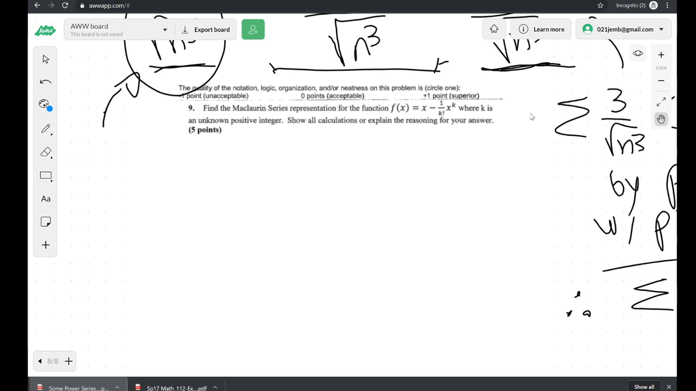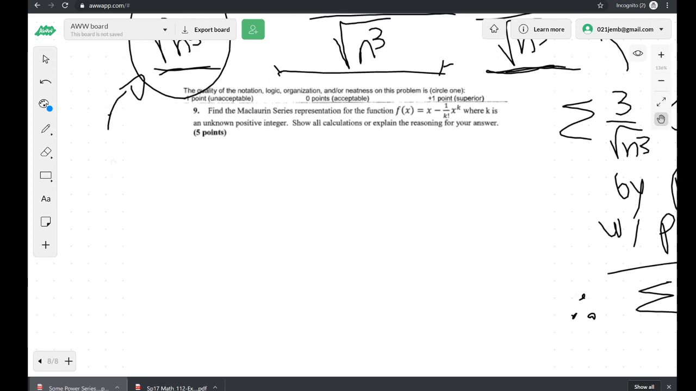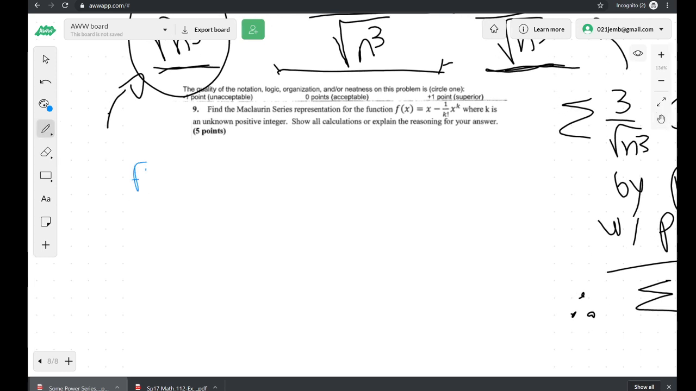To find the Maclaurin series, we know that for the expansion of f of x, we have the sum from k equals 0 to infinity of the kth derivative of f at 0 times x to the k divided by k factorial. This is our Maclaurin series. Let's find the first derivatives of this polynomial. We're trying to find the representation for a polynomial, which is not very usual, but you will see that it's not too complicated.